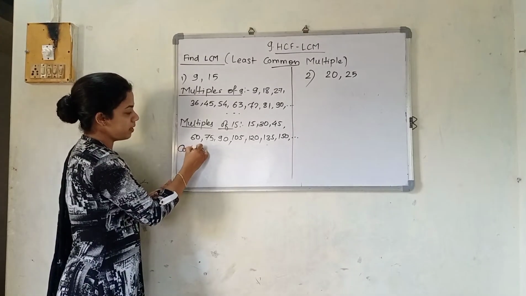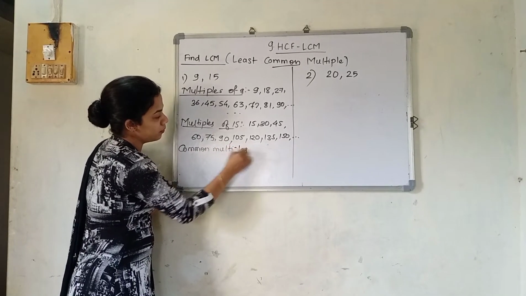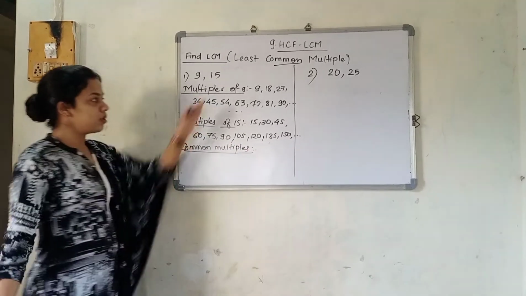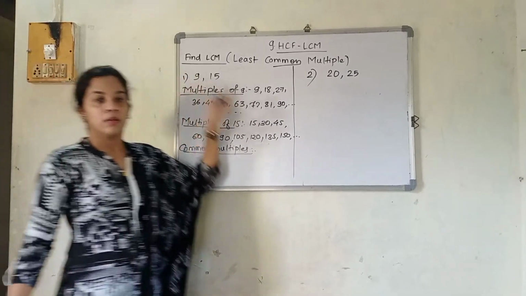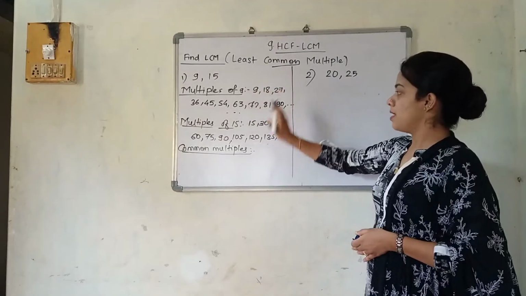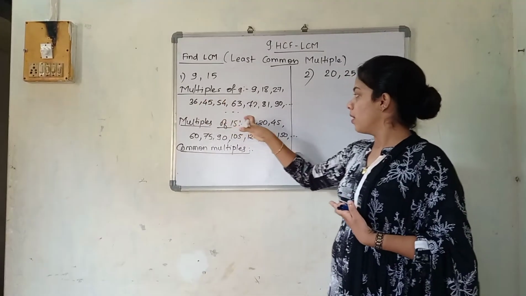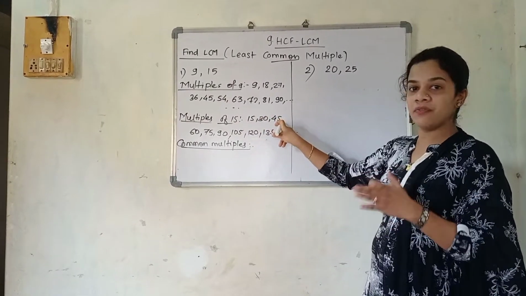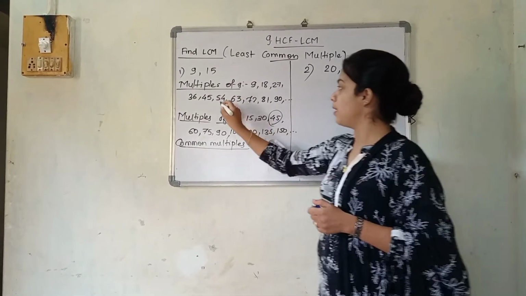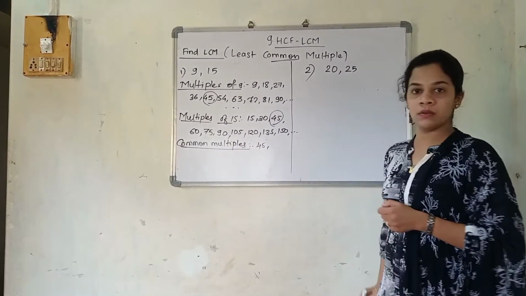Now we go to the next part, that is common multiples. Whatever multiples we have got, we are going to remove the common ones from them. Just check the 2 multiples. Which are the common numbers in both? You can see 9, 18, 27. Are they present here? No. 36 is not present, but 45 is present on both sides. So 45 will be our first number.